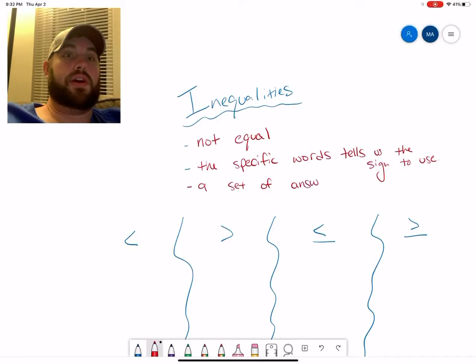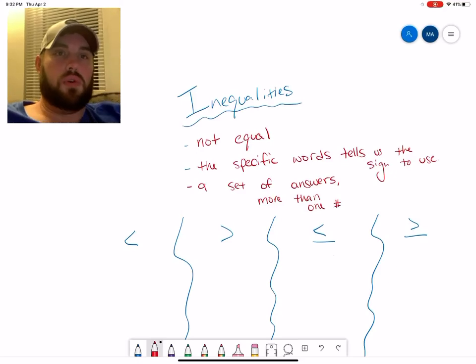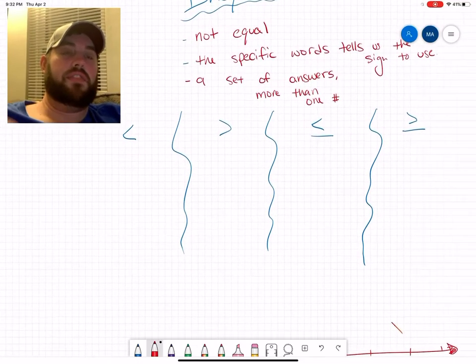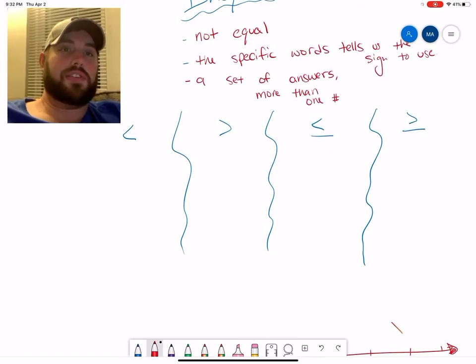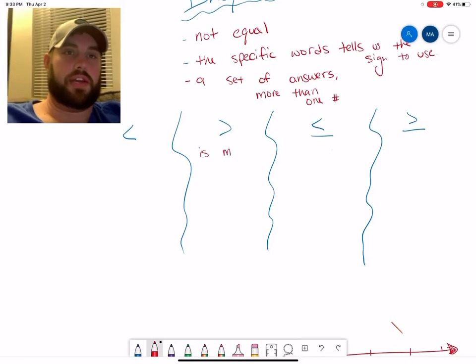I jumped ahead of myself though. You also want to remember that it's a set of answers. It's more than one exact answer. If I have an equation like x equals 2, that means x can only equal 2. You can only use that. But if I have an inequality, I could use a whole bunch of numbers on the number line that would be true for that. I'll talk about that more when we get to an example.